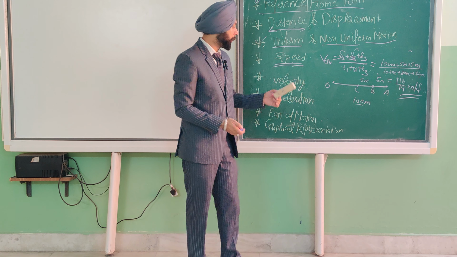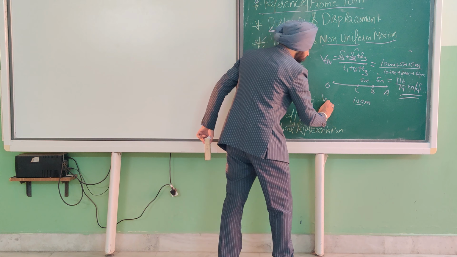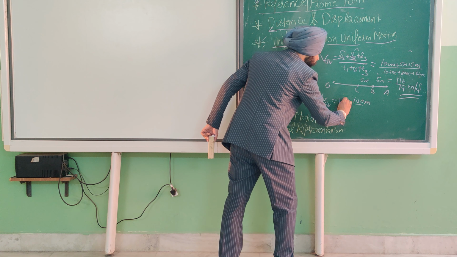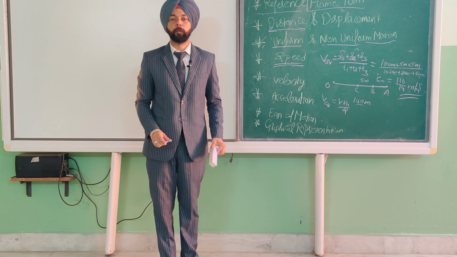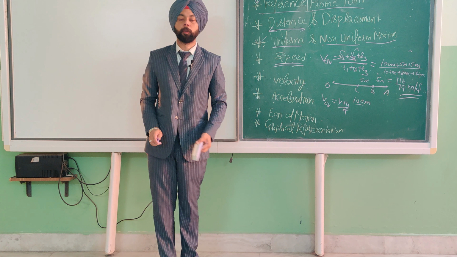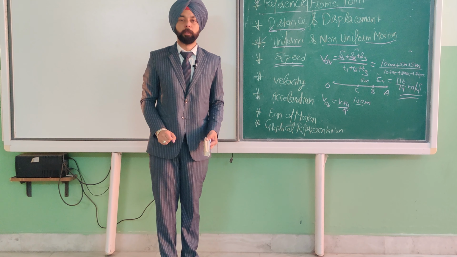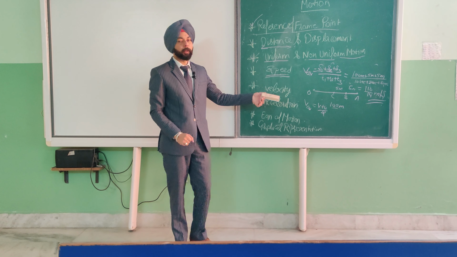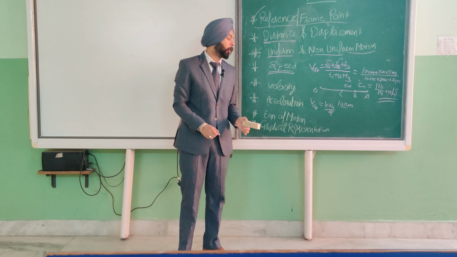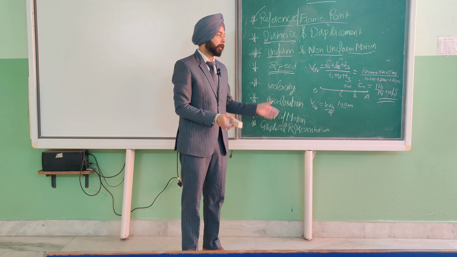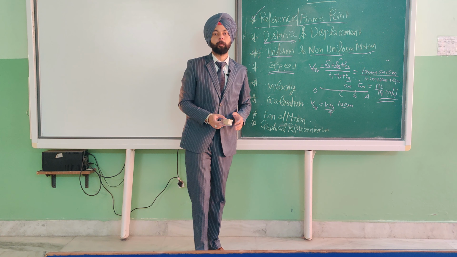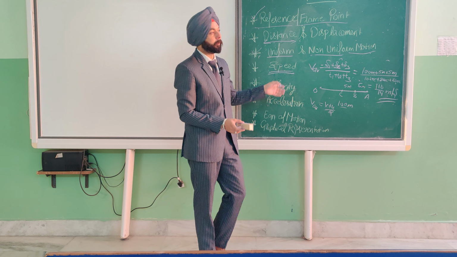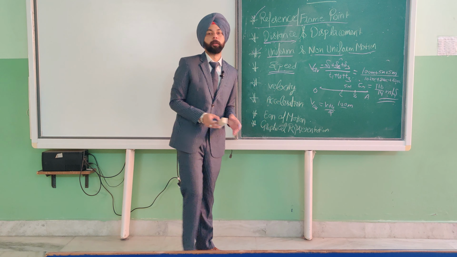So we can write also final velocity plus initial velocity upon 2. It also represents the average velocity. Unit is the same, and the value you find according to the value of displacement, distance, initial velocity and final velocity.